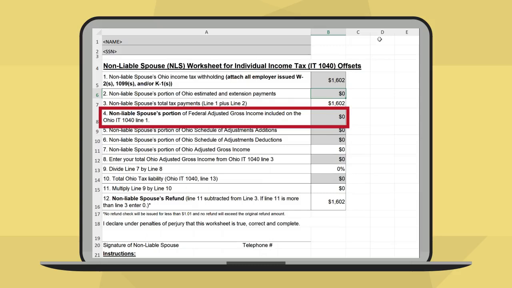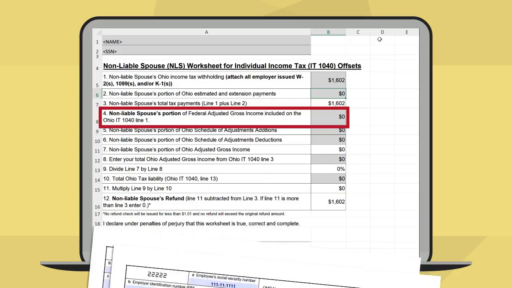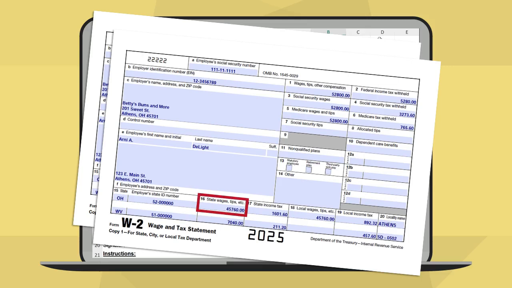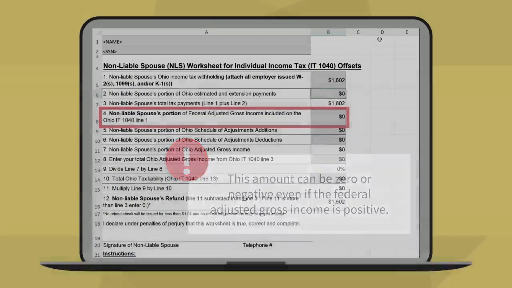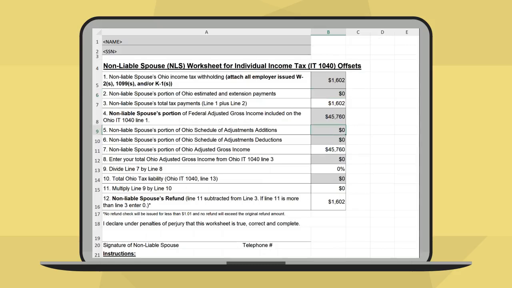For line 4, enter the non-liable spouse's portion of line 1 from the Ohio IT 1040. You can calculate this by adding together the income from your individual wage and income statements and the corresponding lines on your federal tax return. Keep in mind that this amount can be 0 or even negative, even if your total federal adjusted gross income is positive. When we add the federal adjusted gross income into the worksheet, it will look like this. Again, it is just the non-liable spouse's portion.